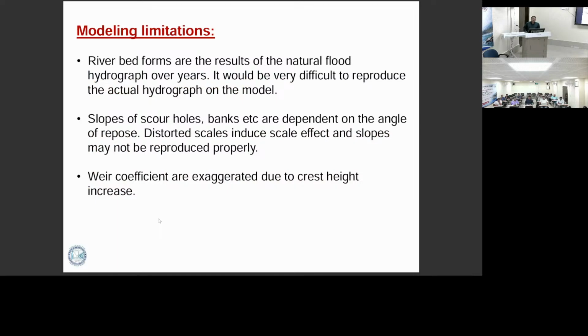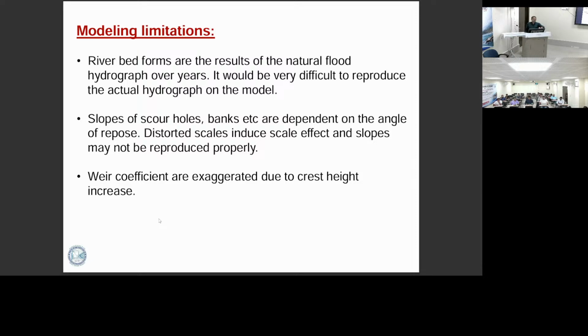Then model limitations. I told you earlier that it is not like everything is given by the physical model. A physical model is a tool to understand the flow behavior and flow phenomena actually observed on the prototype. It doesn't mean that whatever the prototype values are, your model will give the same thing. There are some limitations. River bed forms are the result of the natural flow hydrographs over a period.